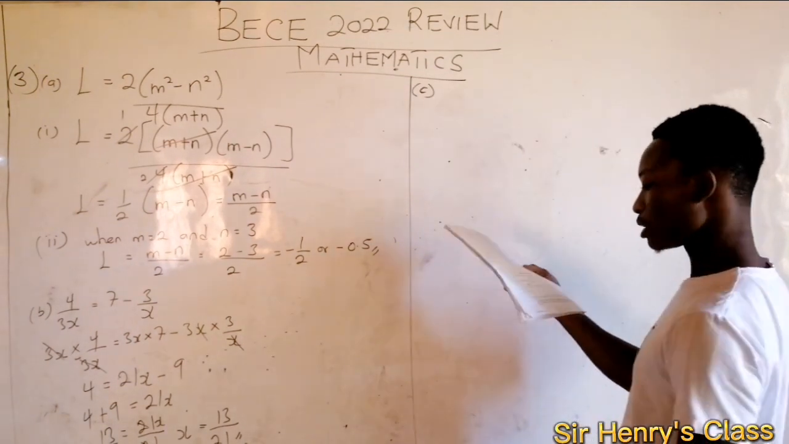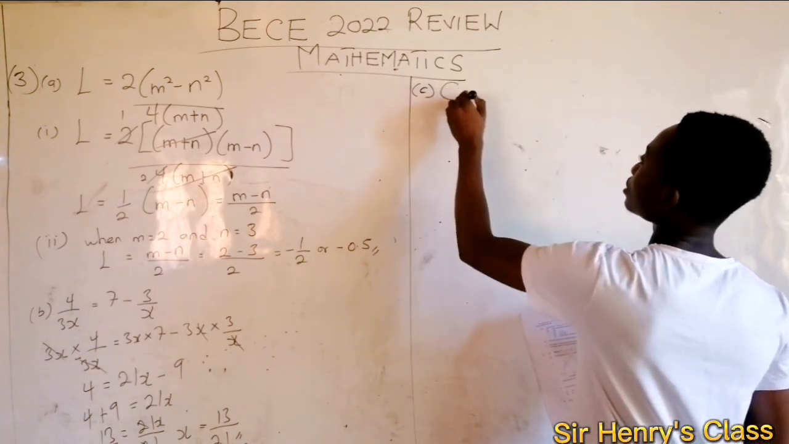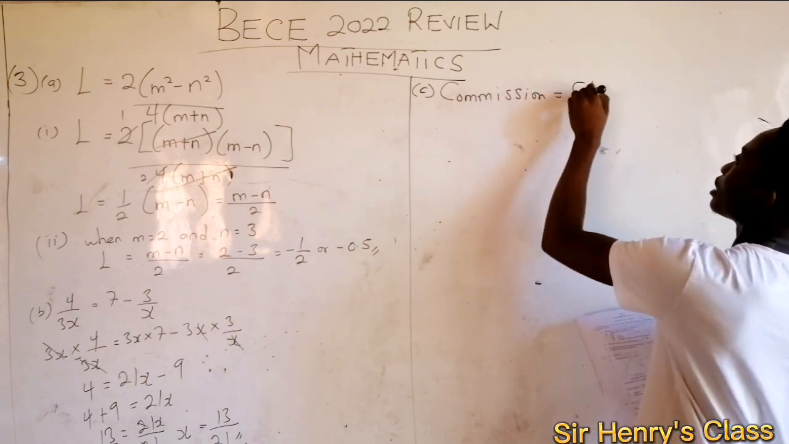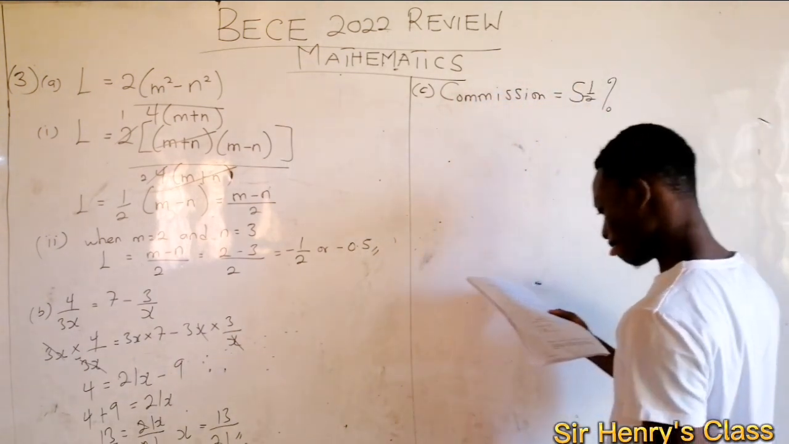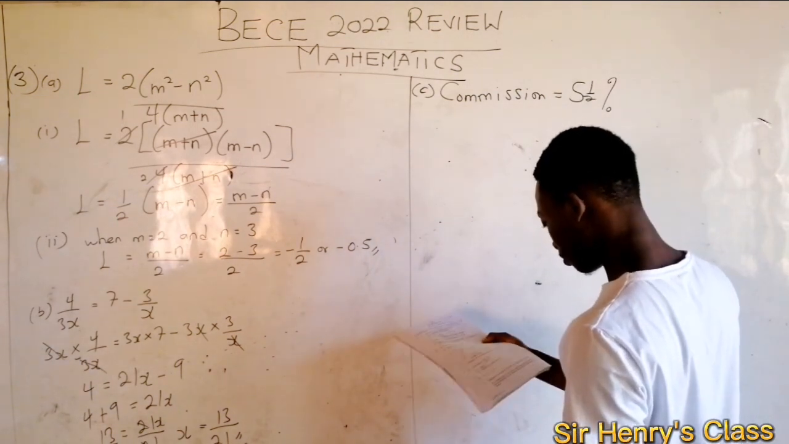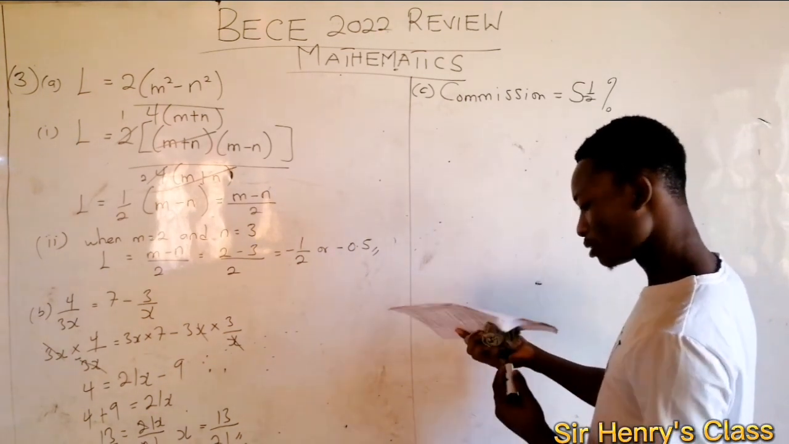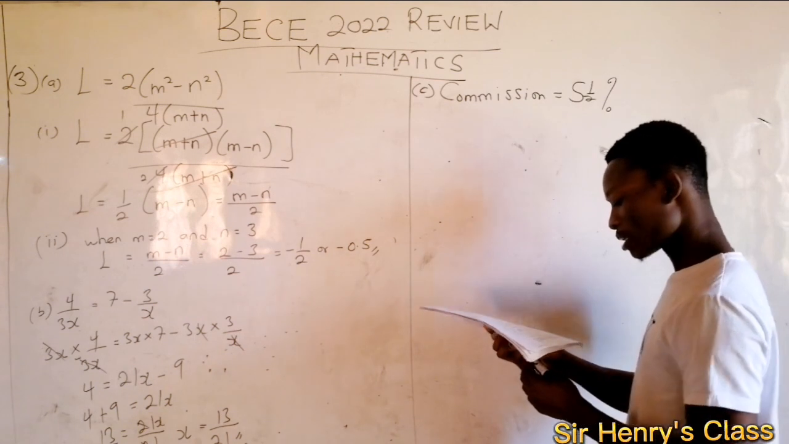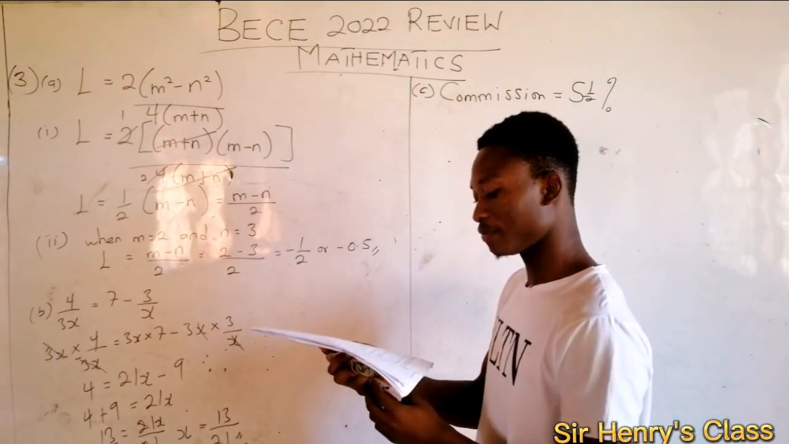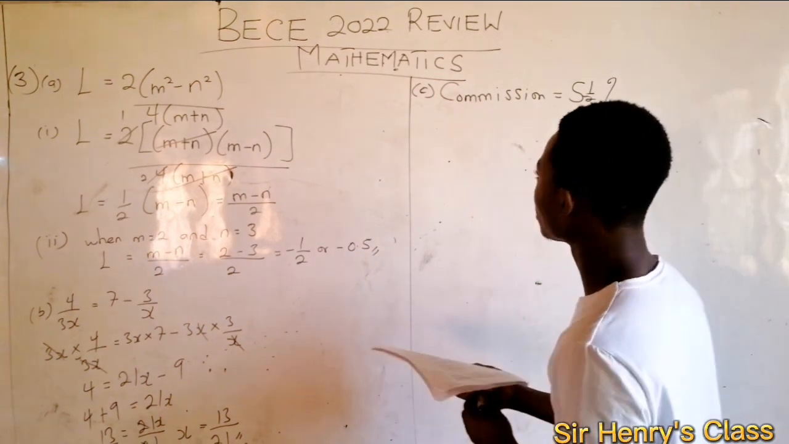C says a salesman gets a commission of 5.5% of the value of items he sells. So this one is a question of commission. The salesman sells 12 books at 25 cedis per book, 3 scientific calculators at 50 cedis each, and 8 packets of Bic pens at 50 cedis per packet. Calculate the salesman's commission.